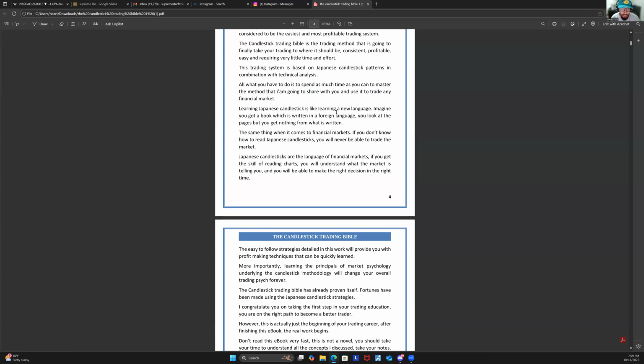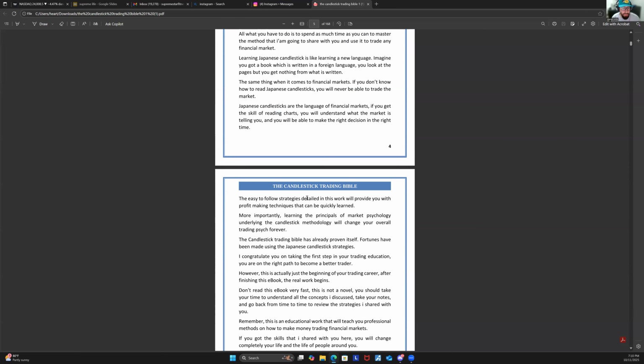Learning the candlestick is learning a new language. That's why you're a little bit like, what is this? No problem. Imagine you got a book which is written in a foreign language. You look at the pages, but you get nothing from what is written. The same thing comes to financial markets. If you don't know how to read the Japanese candlesticks, you will never be able to trade. The candlesticks are the language of the financial markets. If you get the skill of reading the charts, you will understand what the market is telling you and you will be able to make the right decision.